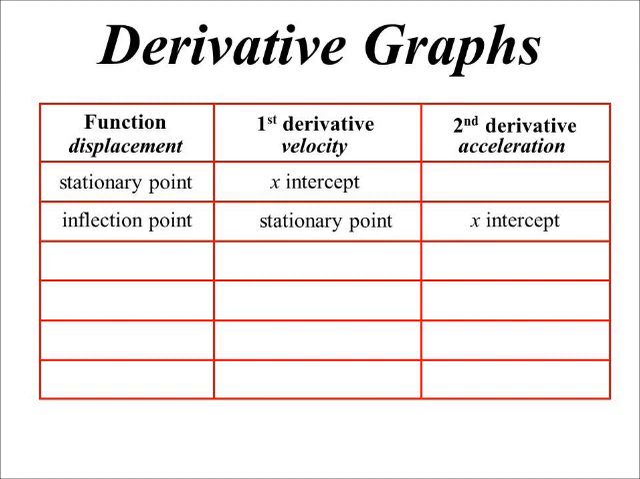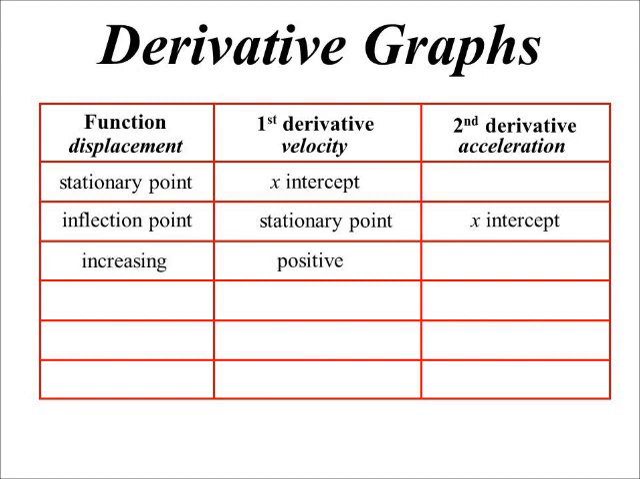So therefore, I must have ended up with a stationary point at the first derivative. Because logically, if you look at the line above, stationary point went to x-intercept. If the second derivative is going to be x-intercept, it must have come from a stationary point. So you look for an inflection point on the original graph, it'll be a stationary point on the first derivative, or the velocity graph, and it'll be an x-intercept on the second derivative or acceleration graph.